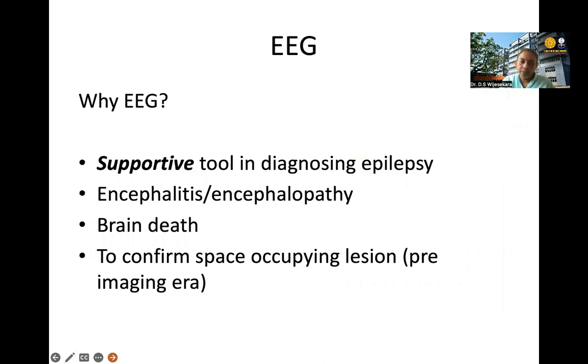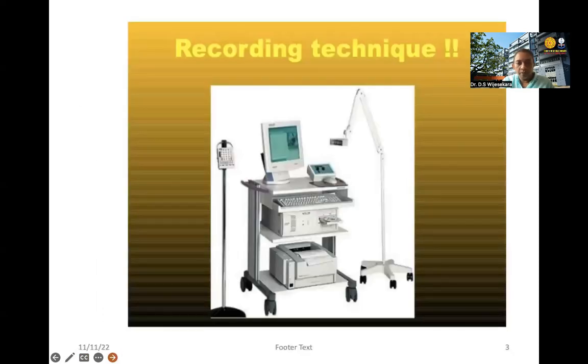And in patients where encephalitis or encephalopathy is diagnosed, the EEG may show changes. And in patients who are brain dead, the changes of EEG are useful. And to confirm a space-occupying lesion in the pre-imaging era, this was used immensely.